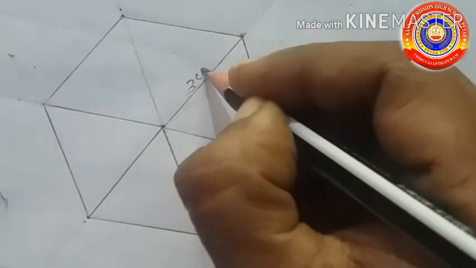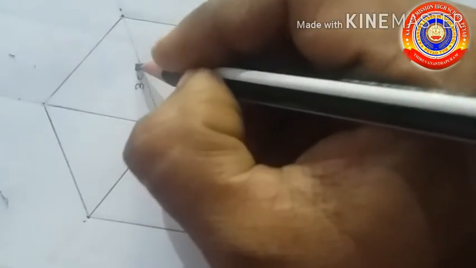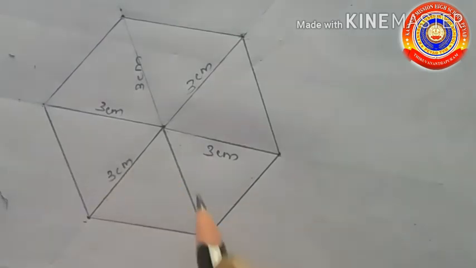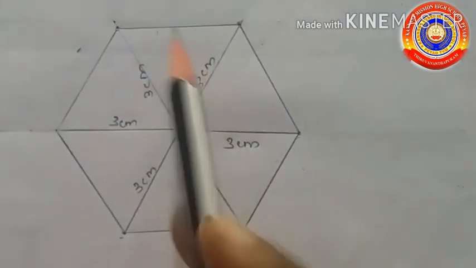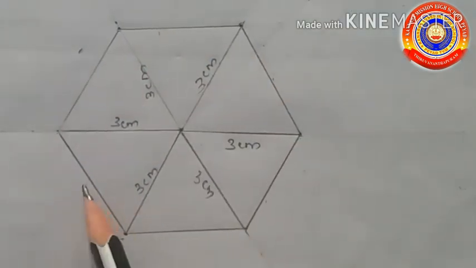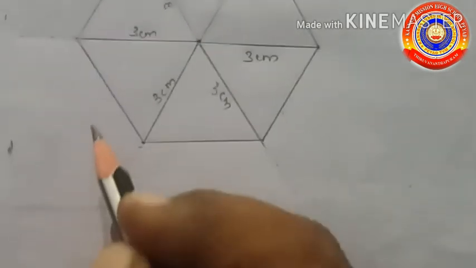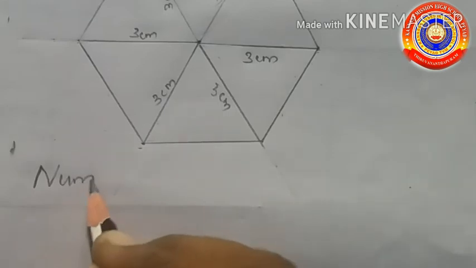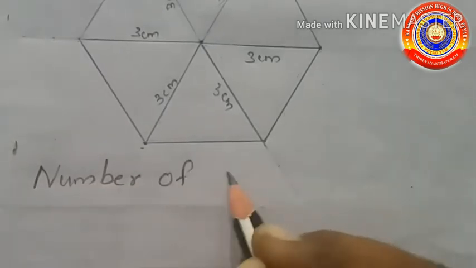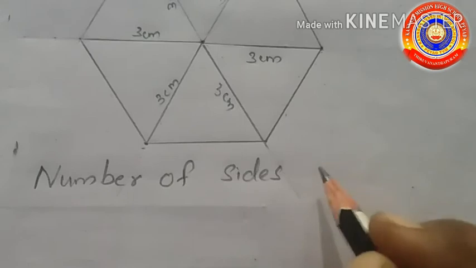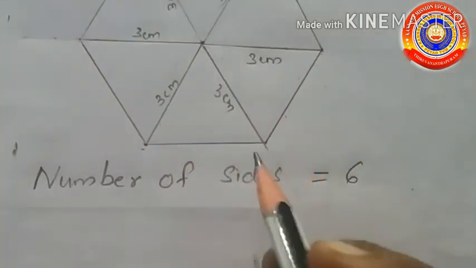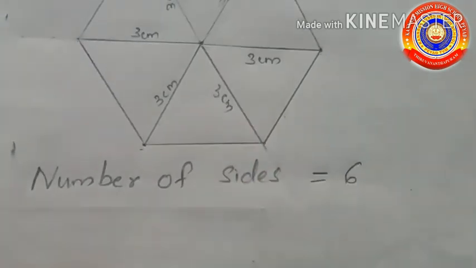Now erase the extra lines we have drawn. Then write the measures on all its sides. Now we got a polygon. How many sides are there in this figure? Yes, it has 6 sides. Then number of sides equals 6. Then what is the name of this polygon? It is a hexagon.